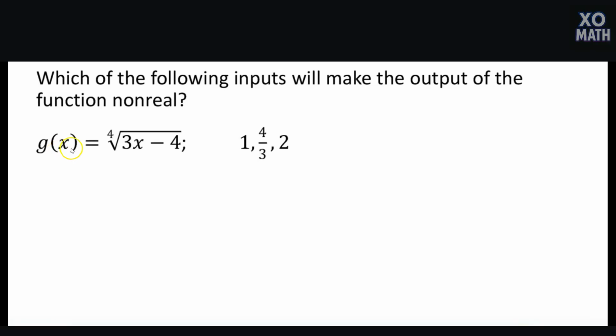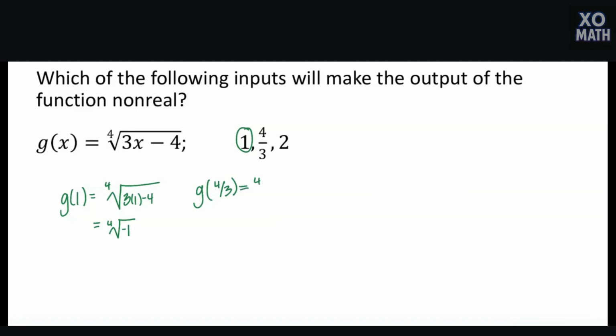In our last example, g of x is an even root function, the fourth root of the quantity 3x minus 4. So we do have to check these numbers. G of 1 is the fourth root of 3 times 1 minus 4. That's the fourth root of -1. I got a negative underneath an even root, so 1 is an input that makes the output non-real.